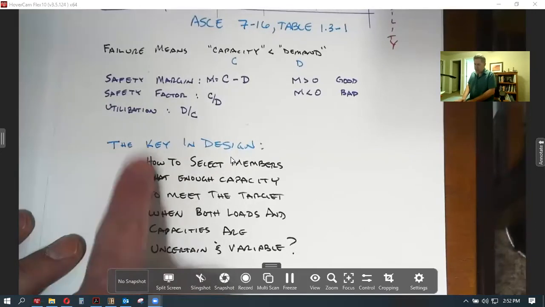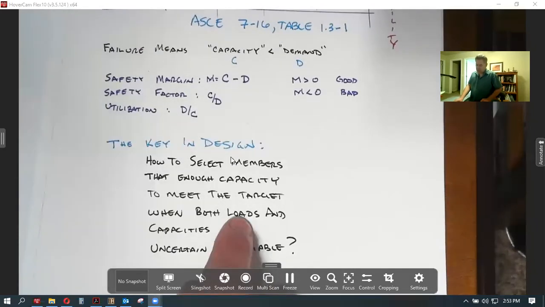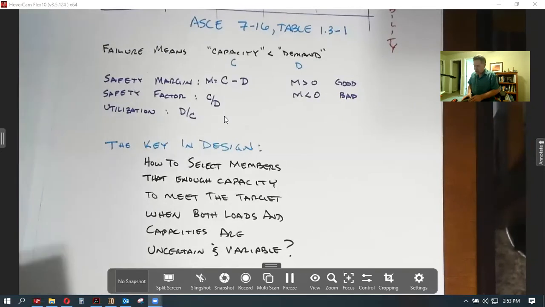The key in design here is how do we select the members so that we have enough capacity to meet the target when both loads and capacities are uncertain and variable, right? Load effects, or the demands, and capacities are uncertain and variable. They're variable because there's a natural variation called aleatory variation. And then the uncertain part is that we don't always know the right way to model these things. The world does not have to behave according to our models. Even if we call them laws, it doesn't have to behave that way. That's called epistemic uncertainty, that we just don't have the right model for these things.